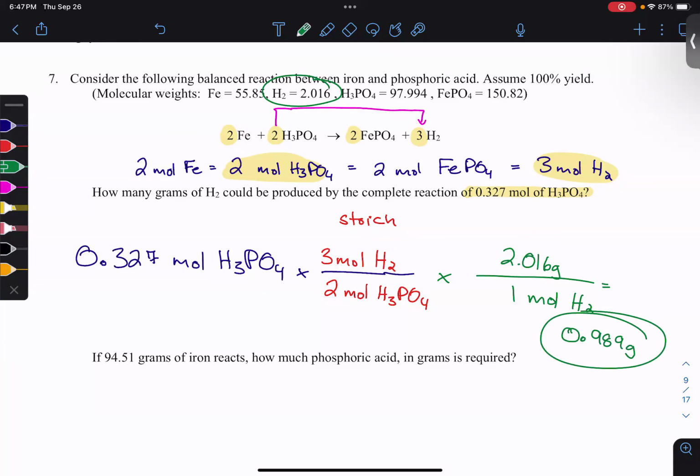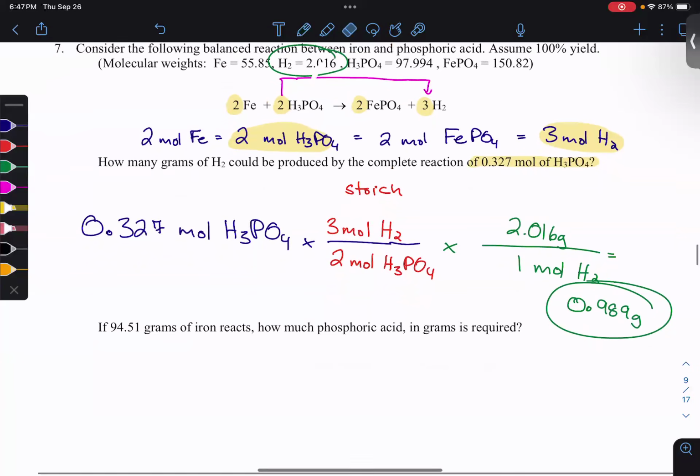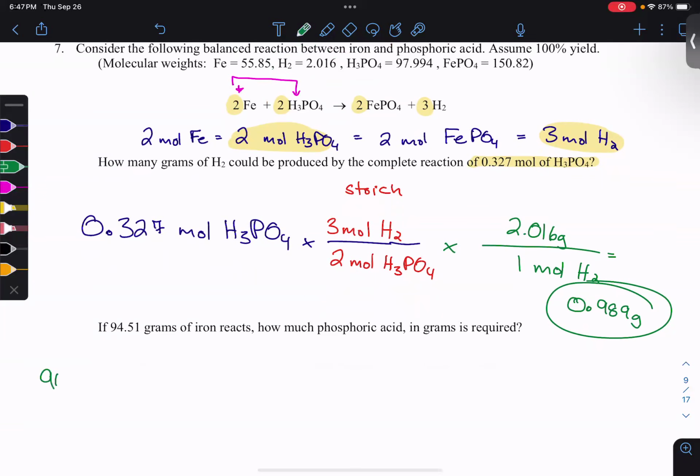Okay, let's do another one. If iron reacts, how much phosphoric acid in grams is required? So here, where are we getting on the bus? We're getting on the bus at iron, that's given. But we want to go to phosphoric acid. So let's start with what's given, 94.51 grams of iron. But what's the ticket to get on the bus? Can we do stoichiometry right away? Nope, you gotta convert to moles. So 55.85 goes on the bottom, 1 mole up top.